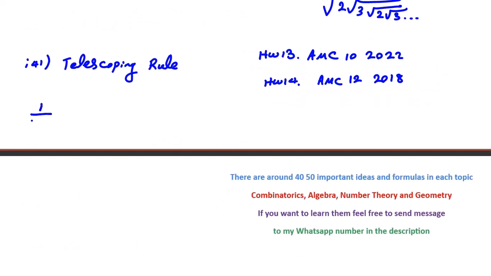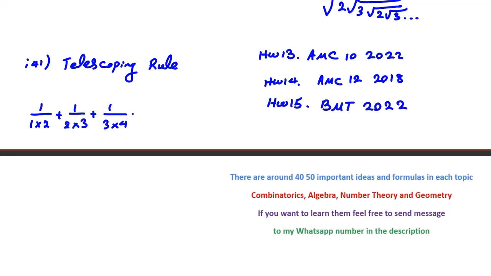Suppose 1 over 1 times 2 plus 1 over 2 times 3 plus 1 over 3 times 4. Also, one problem in Berkeley Math Tournament, BMT 2022, can be solved with this one. Up to 1 over 100 times 101, okay? Try to calculate this one first on your own.